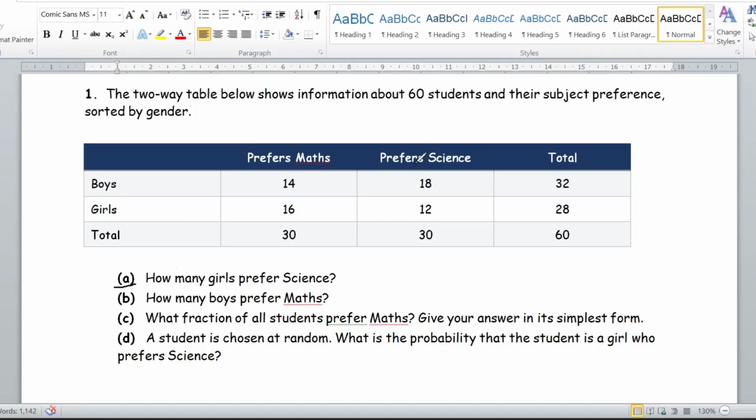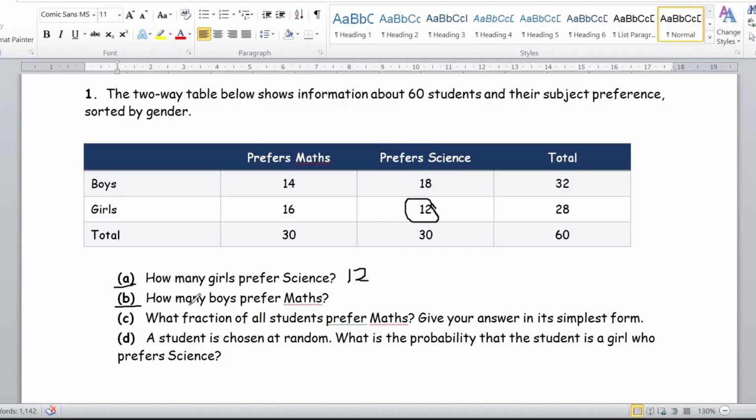Now we'll go to the table, and this is students that prefer science, and under this we have boys. The number of students that prefer science in boys is 18, but we need the girls, which is 12. So our answer here should be 12 girls. That's the answer for A.